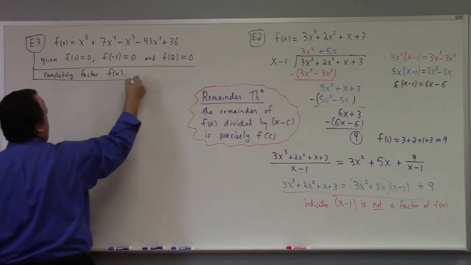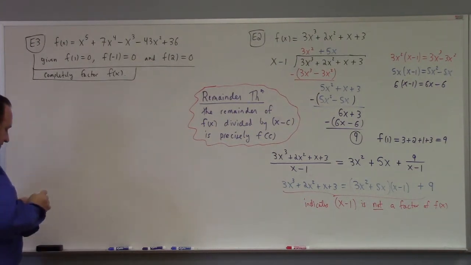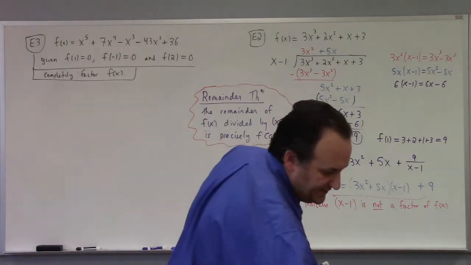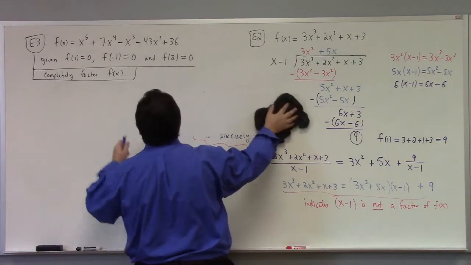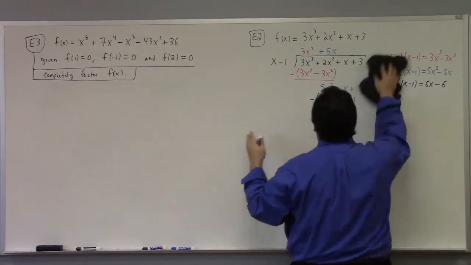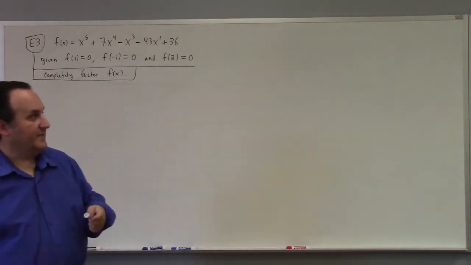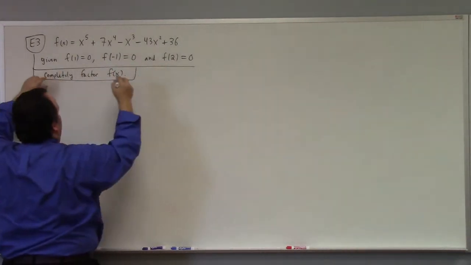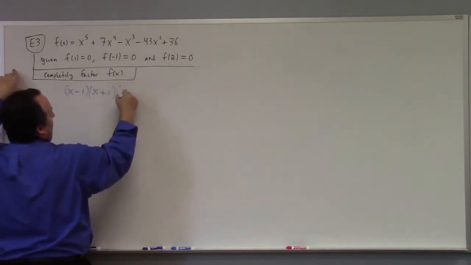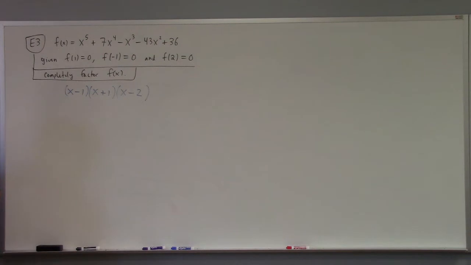All right, so let's see, how do we do that? Well, we can use the factor theorem to get us started, right? So we have, let me erase this other stuff out of the way here. We have an x minus 1 factor, an x plus 1 factor, and an x minus 2 factor, right? From the factor theorem, each one of these gives me a factor. So we've got x minus 1, x plus 1, x minus 2. This is a factor of f of x, right?